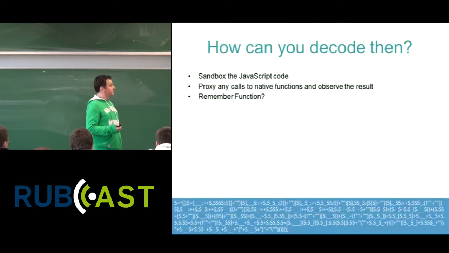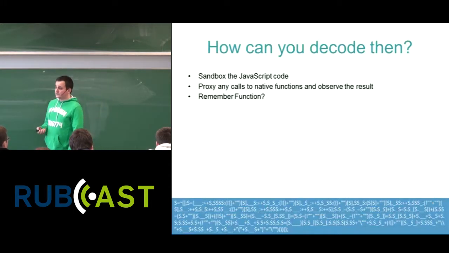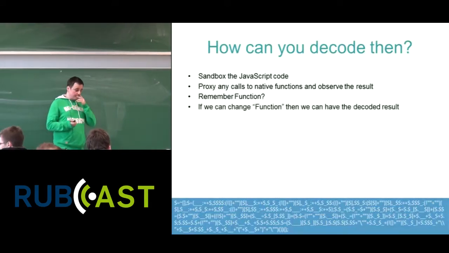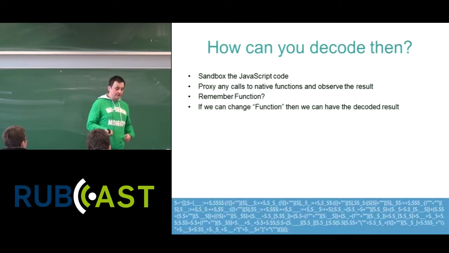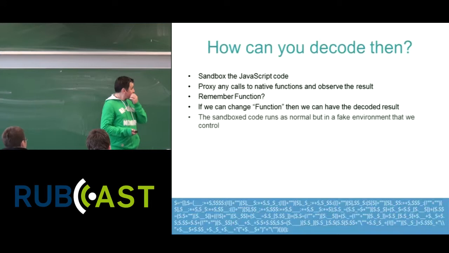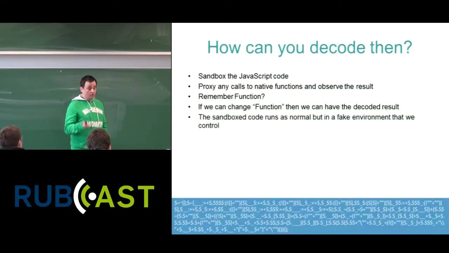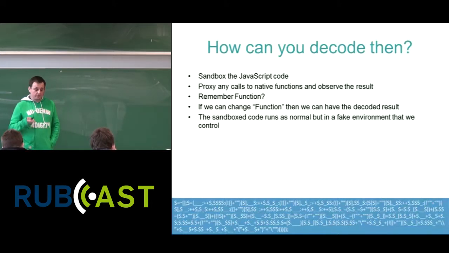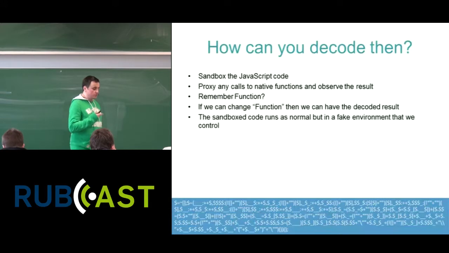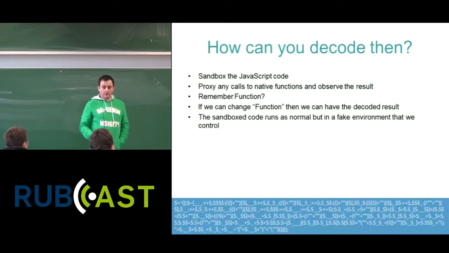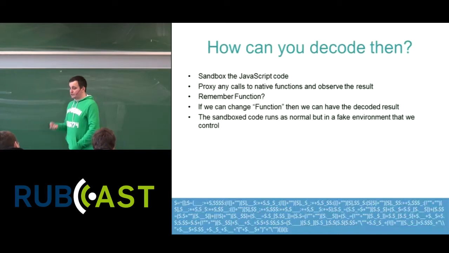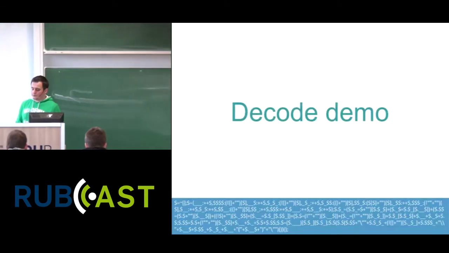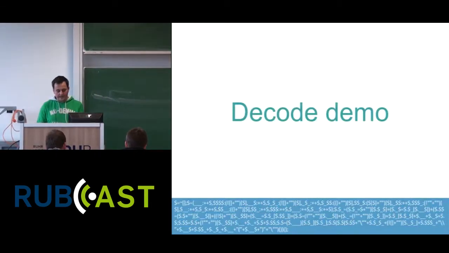So function. In order to generate non-alphanumeric code, you need function. If you change function, then you can listen to the actual function itself and see what it returns. So the code runs as normal, but when you call function, the actual JavaScript code doesn't call it, it proxies the function call. And instead of executing the value, it returns a string in our sandbox. So I'll show you a demo of how to do that, and then I'll talk about the techniques behind it.